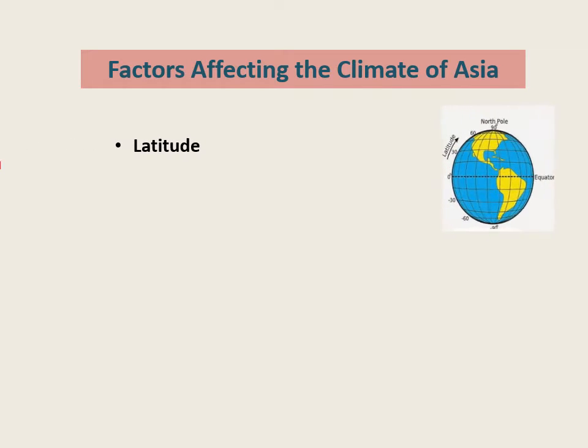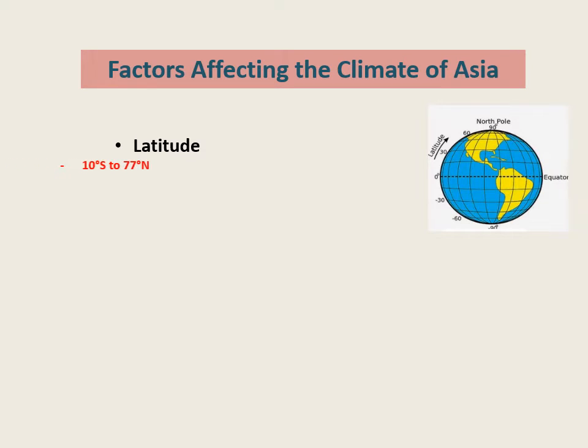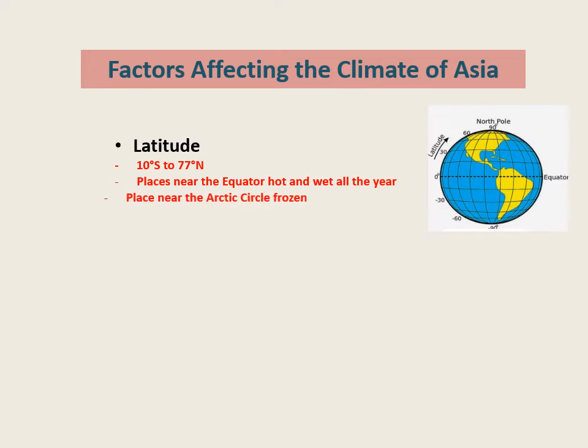Asia's vast latitudinal extent, around 10 degrees south to 77 degrees north, ensures that it covers all the heat zones of the earth. It has places located near the equator that are hot and wet throughout the year, while it has places located near the Arctic Circle that remain frozen for most of the year.